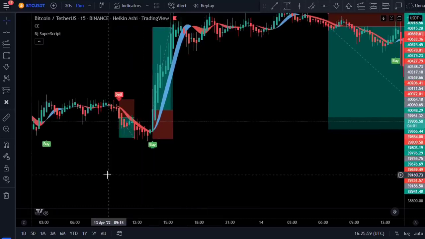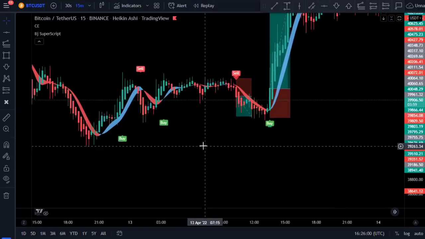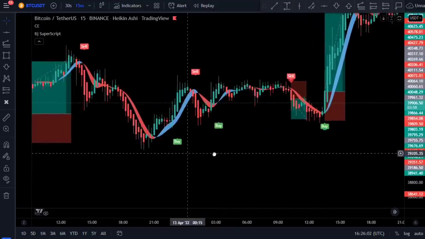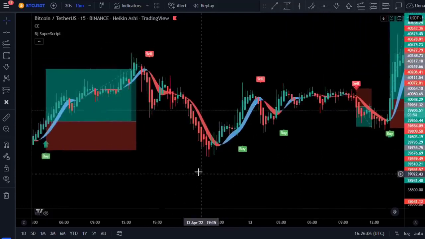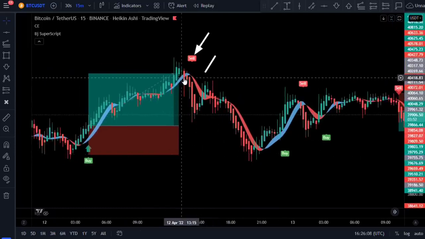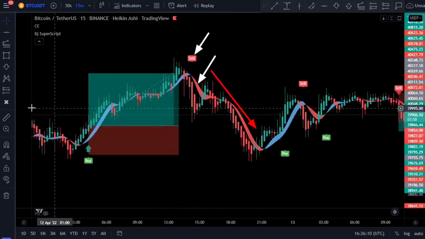Well, we have reached the important part of this strategy. Please pay attention to what is being said. Here both indicators confirm the buy signal. Or here both indicators have issued a sell signal and it seems to be a valid signal.